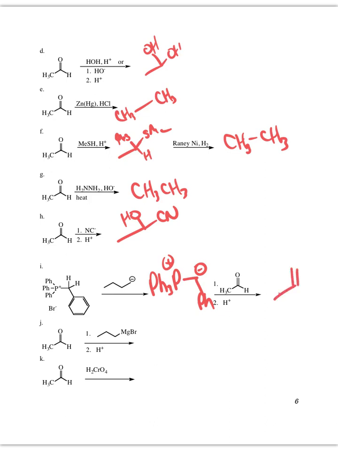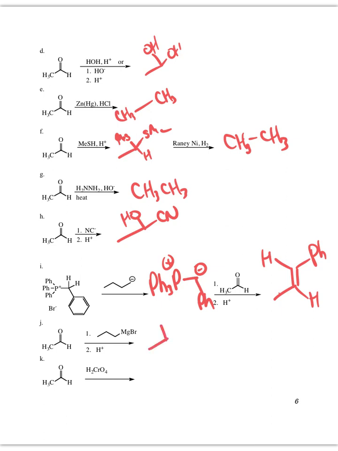And all we do with this is replace the carbon-oxygen double bond with the carbons off of the phosphorus. So we form an alkene, taking the oxygen out of the picture, replacing it with two bonds to the carbon that were on the phosphorus.